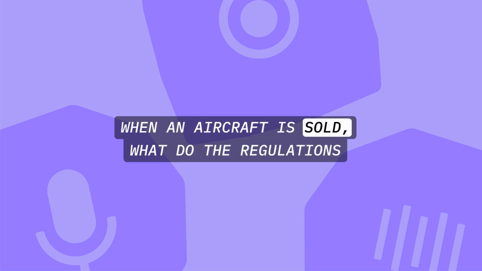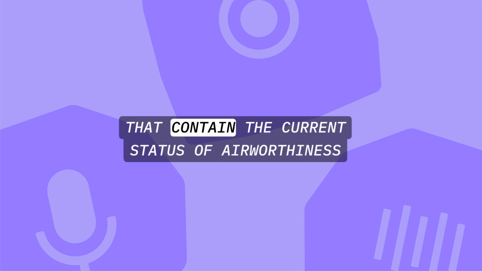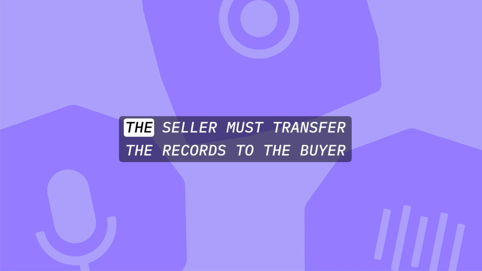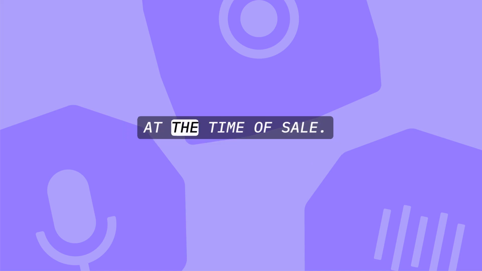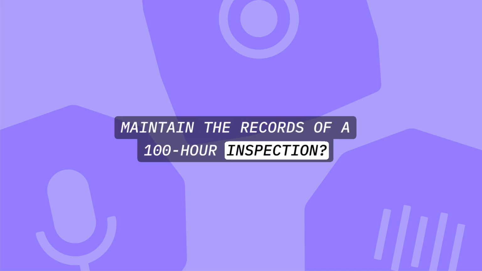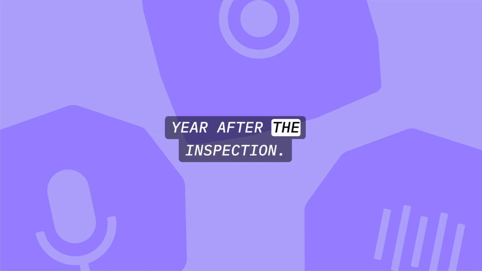When an aircraft is sold, what do the regulations require regarding the disposition of records that contain the current status of airworthiness directives? The seller must transfer the records to the buyer at the time of sale. For what period of time must an aircraft owner maintain the records of a 100-hour inspection? Until the work is superseded or for 1 year after the inspection.